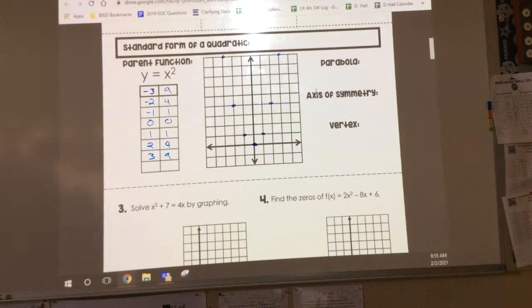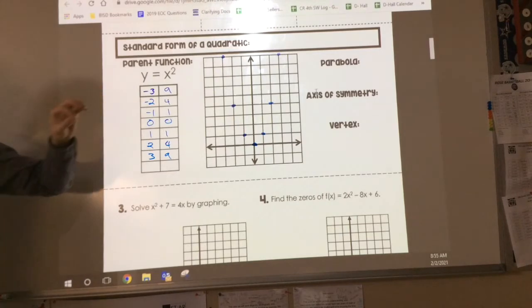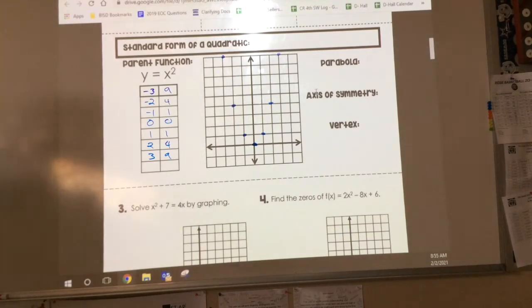For the -2 right here, how do I get positive? Because if I'm squaring a number, what that really means is -2 times -2, and the negative times the negative becomes a positive. So if it's just positive, it's just positive. Because you're just squaring that number.